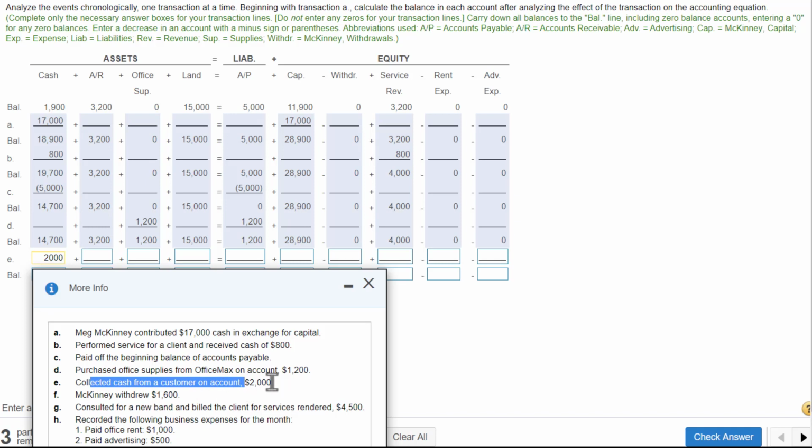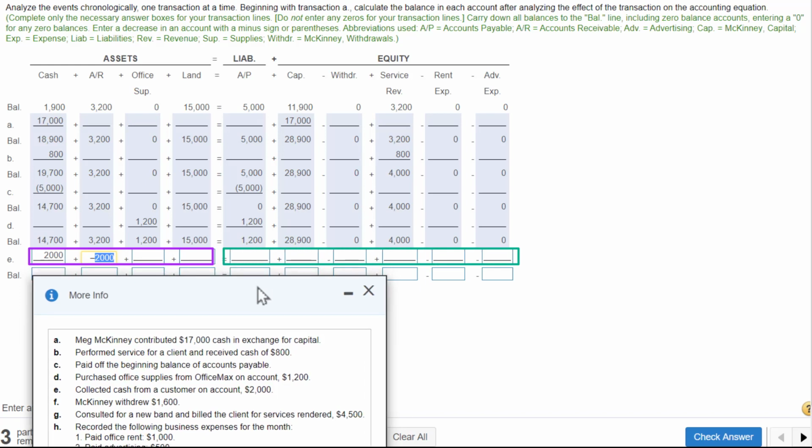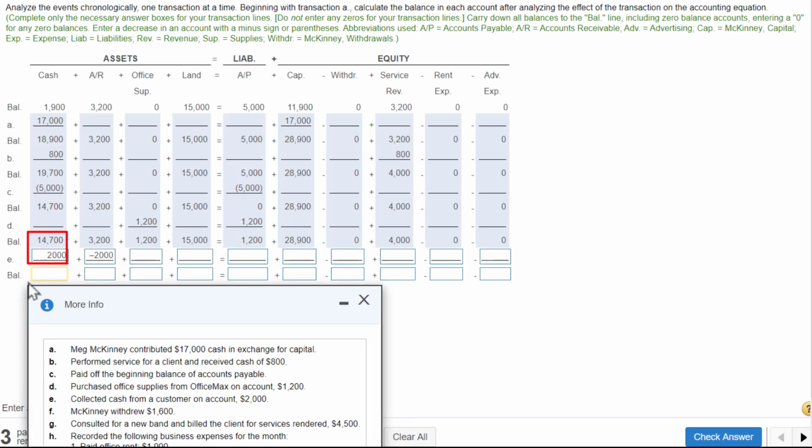So prior to this time, this customer had purchased something from us on account. At that time, we had increased accounts receivable by 2,000. Now that person is paying off their accounts receivable, so we have to lower accounts receivable, minus 2,000, because they no longer owe us that amount. Now we double check that the accounting equation balances. On the left side we have positive 2,000 minus 2,000, so 0. On the right side we have 0. So everything balances.